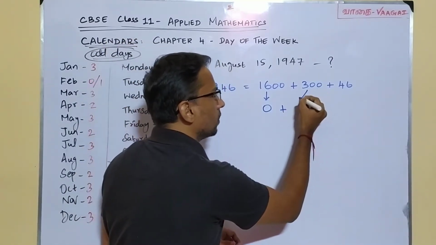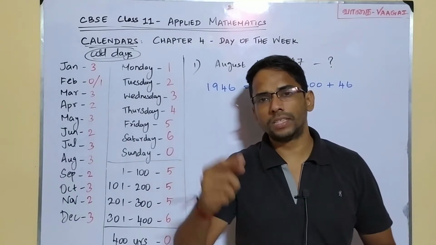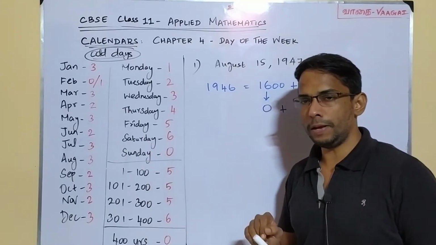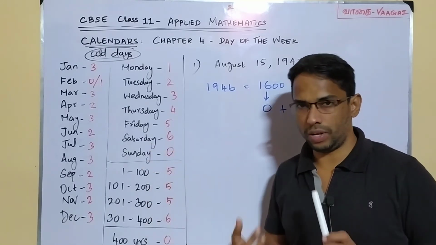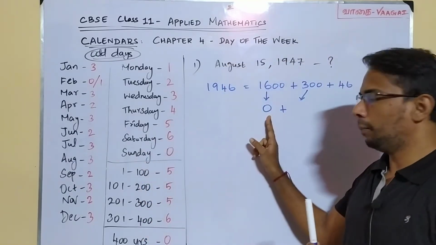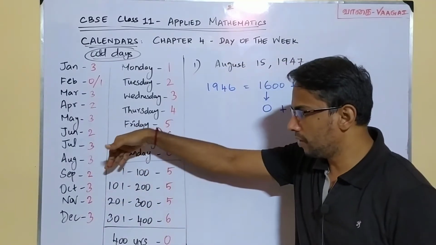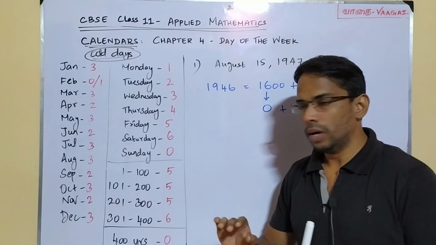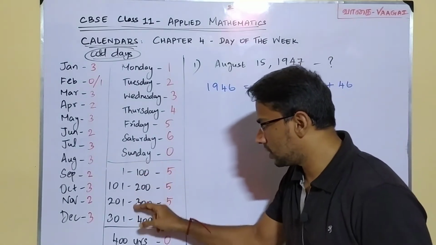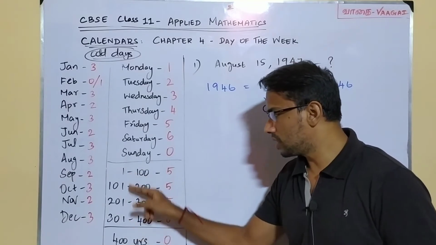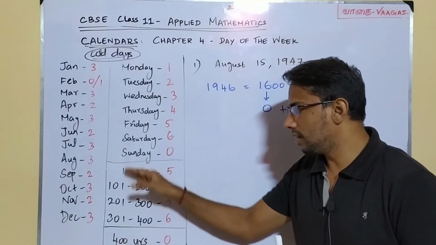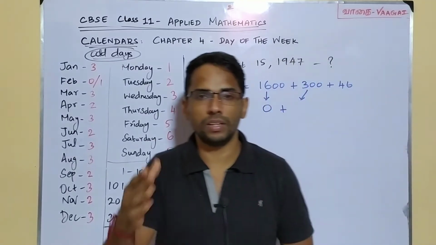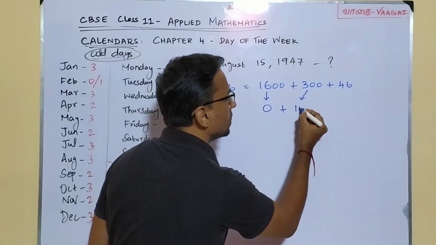Now I have this 300. For this 300 years, how many odd days will be there? For that we have to come back to this table again. Once our cycle is completed up to this 400, it starts again from the very beginning: 1 to 100, 101 to 200, 201 to 300. Since we have 300 here, we take the first 300 years. How many odd days do you have here? 5 here, 5 here, 5 here. So 5 3s are 15 odd days here.